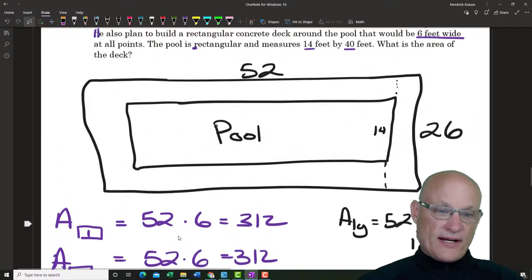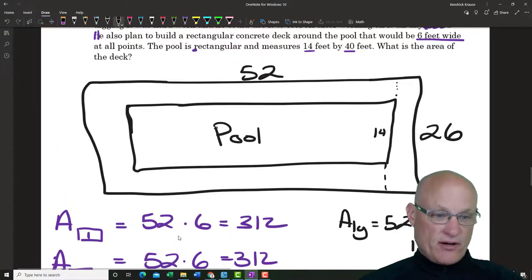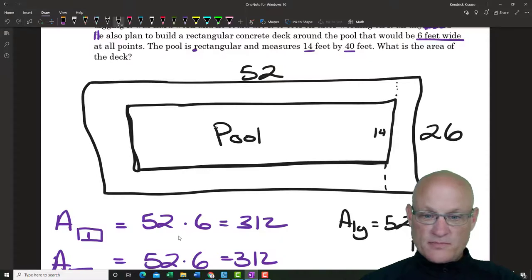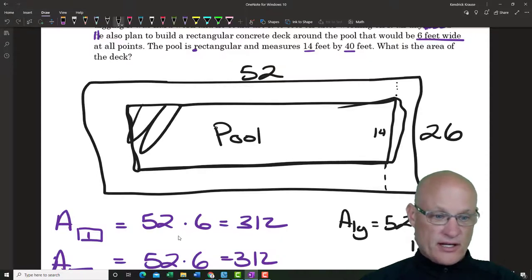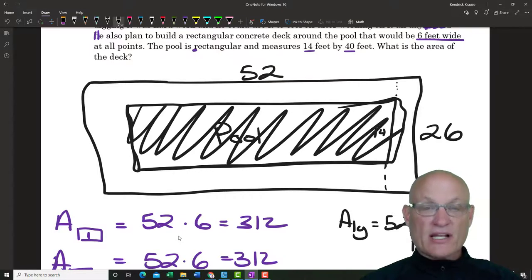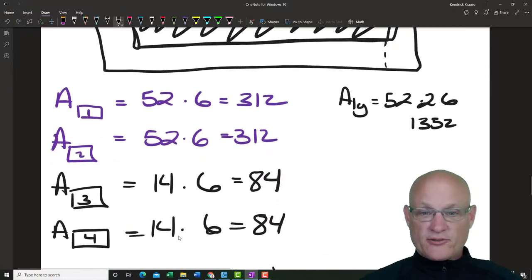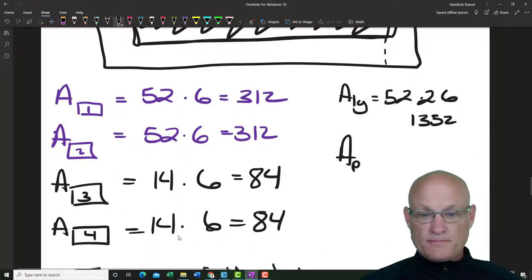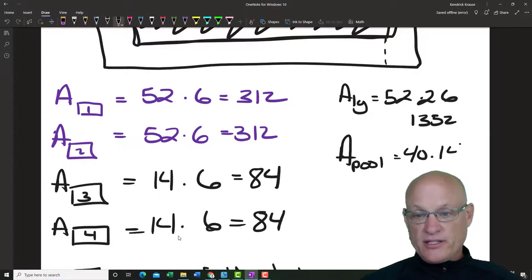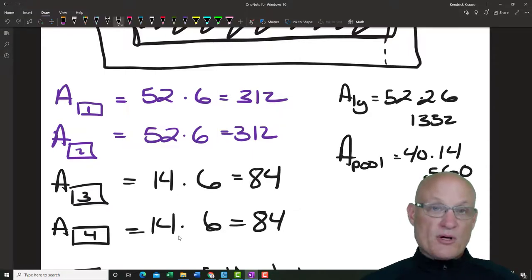Now, if I come in here and cut out this area, which is the pool, aren't I left with just the area along the outside? So the pool, we know, is 40 by 14. The area of the pool is equal to 40 times 14. Let's see, that's 28, 56. That's 560. So by taking it out, you're really subtracting.